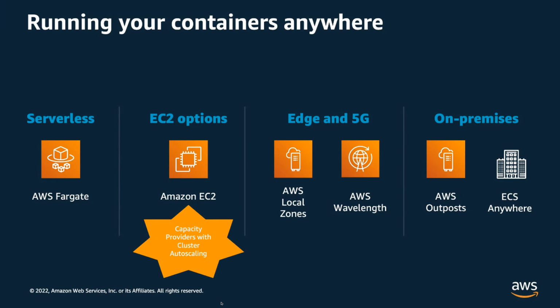Lastly, if you're going to use EC2, take advantage of capacity providers with cluster autoscaling. We'll talk about this again in a little bit, but this is a feature of ECS that will monitor your cluster based on resource utilization and reservation and automatically scale the EC2 infrastructure to launch new tasks when needed. This not only manages the scale out, but also the scale in.